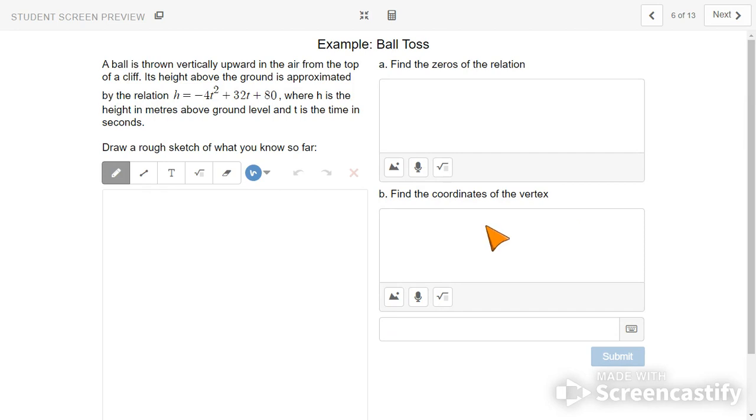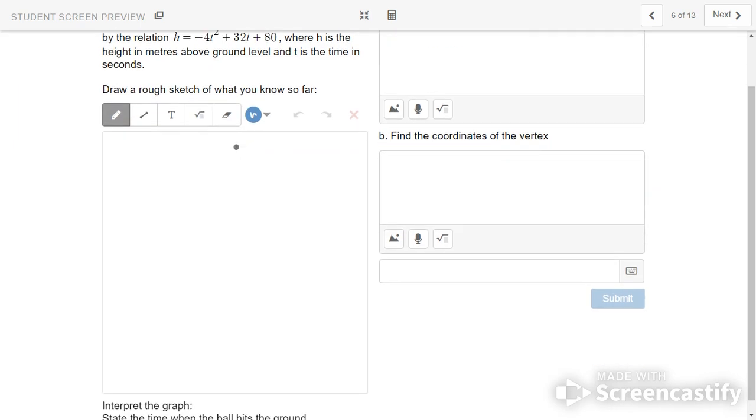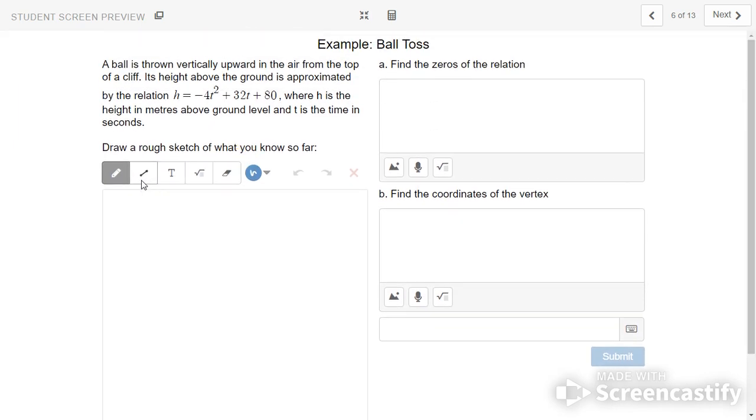Okay, one more example. A ball is thrown vertically upward in the air from the top of the cliff. Its height above the ground is approximated by the relation h is equal to negative 4t squared plus 38t plus 80, where h is the height in meters above the ground and t is the time in seconds. Draw a rough sketch of what you know so far.